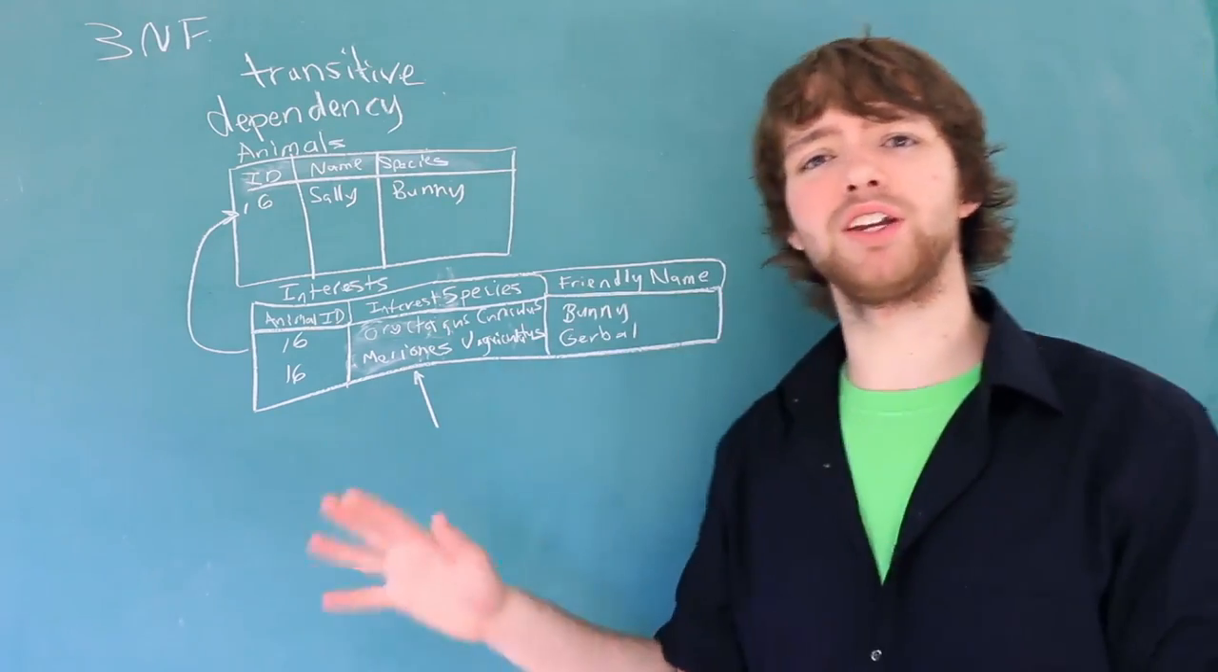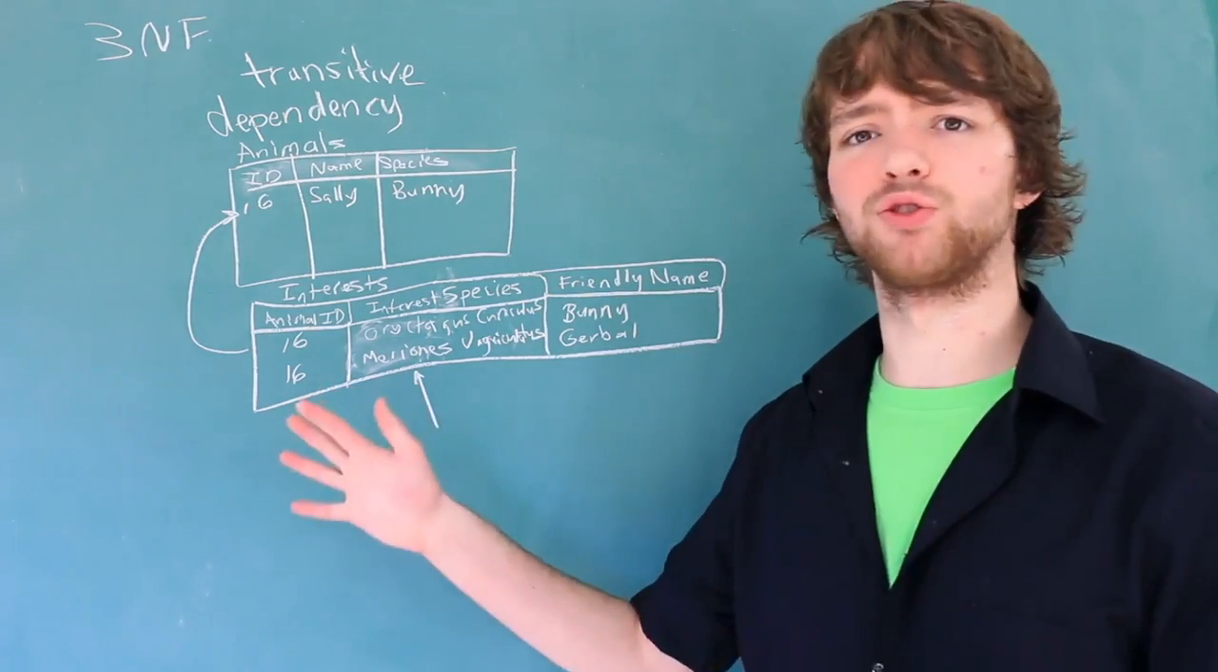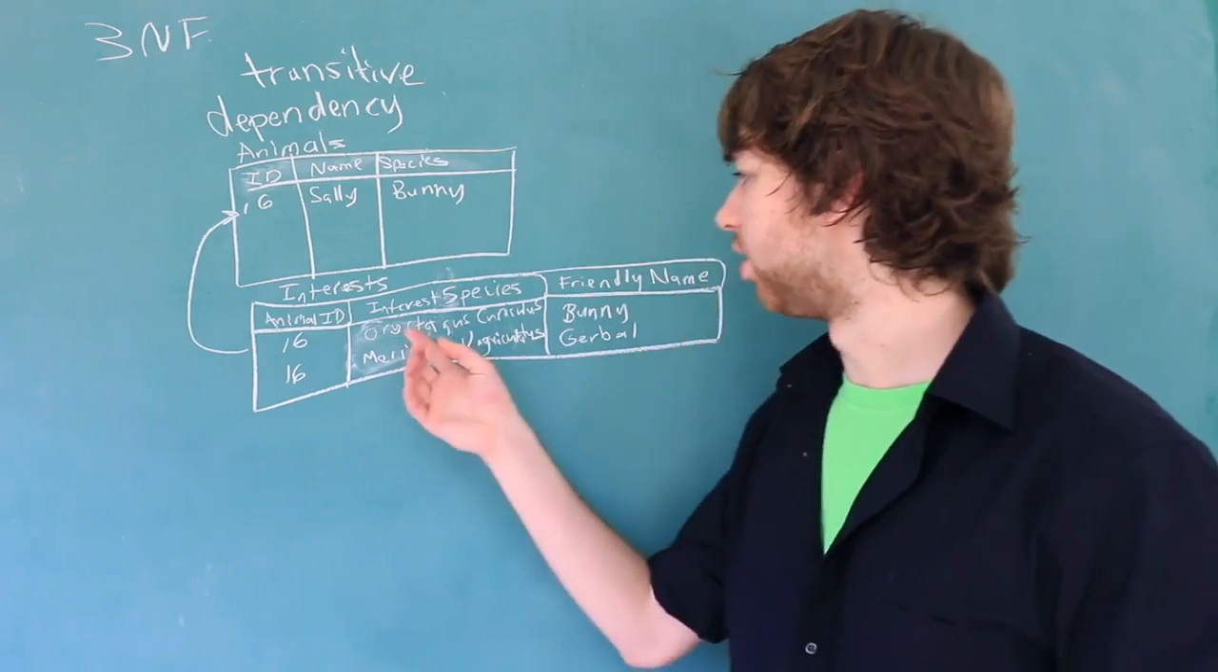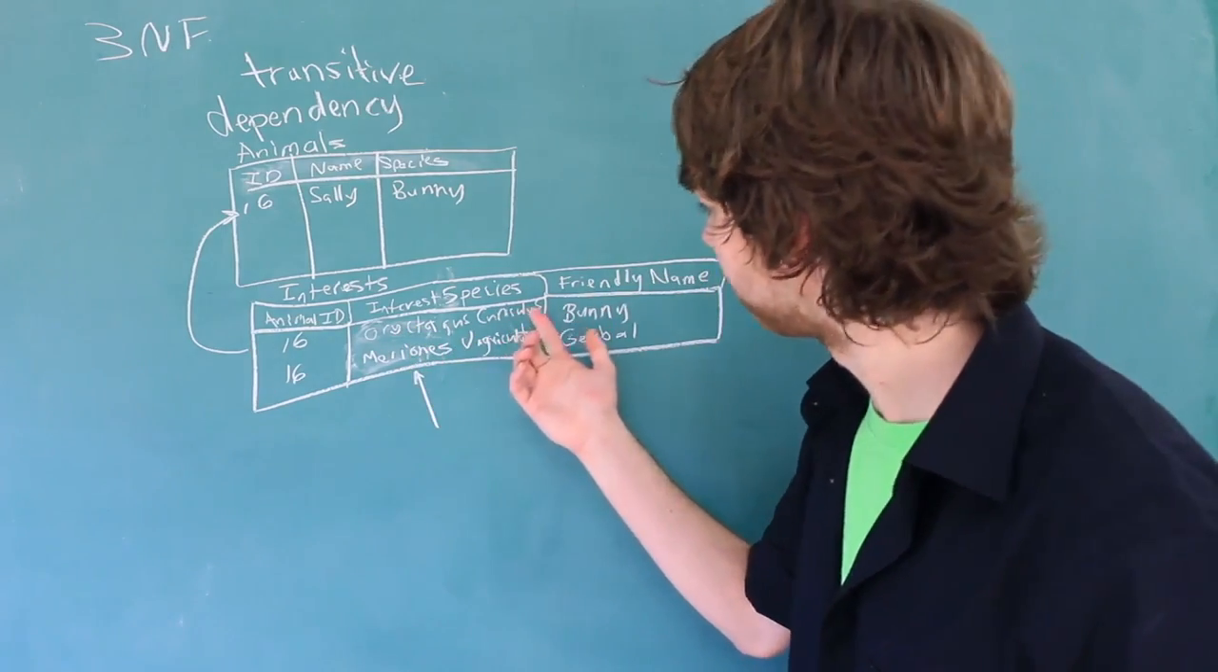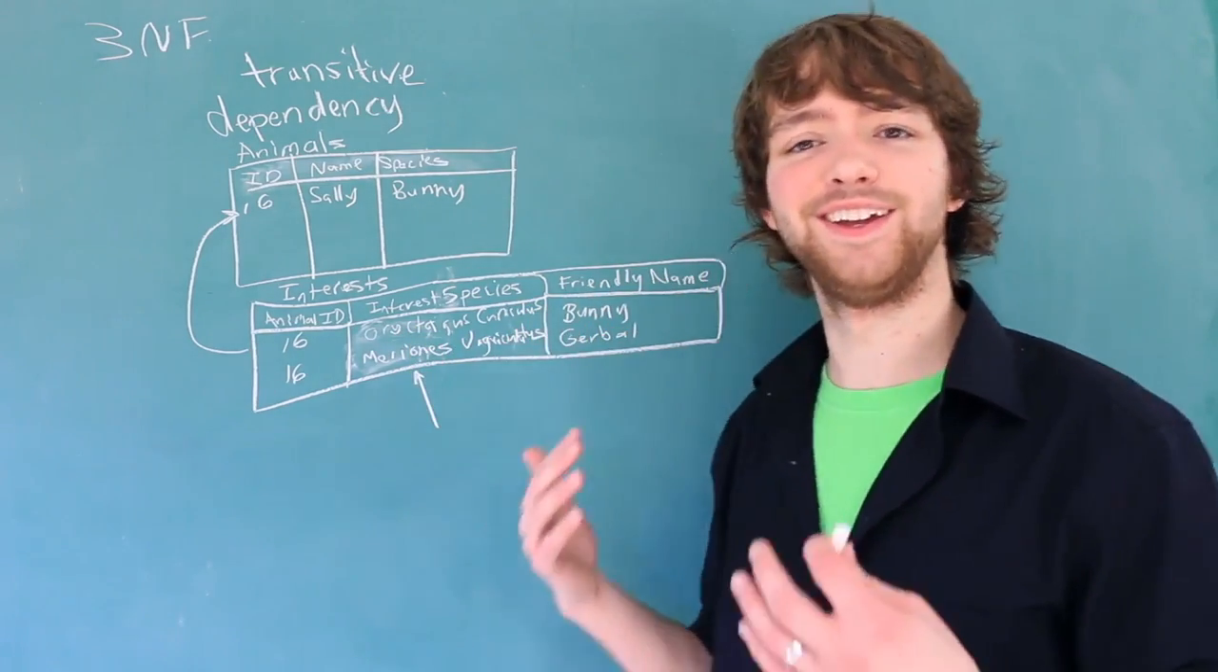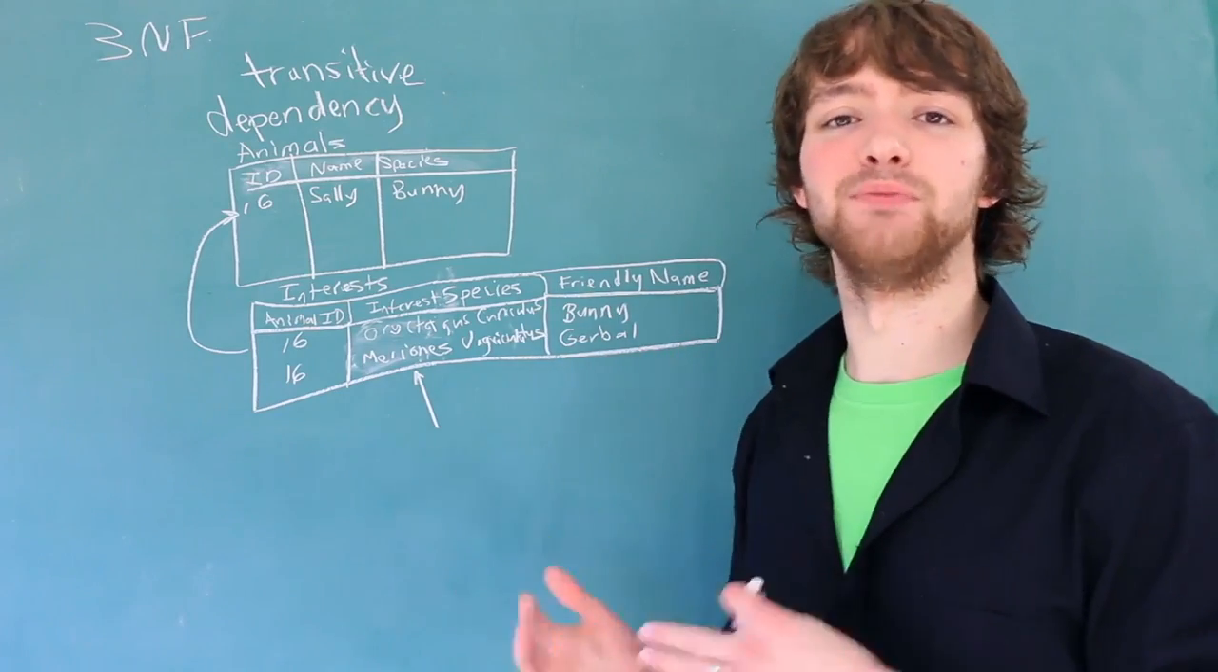Because you know, you say bunny, that's very vague. There's like 4 trillion bunnies. So if we say Oryctolagus cuniculus, then we know exactly what the bunny's interested in.